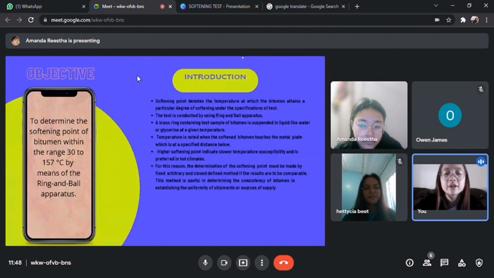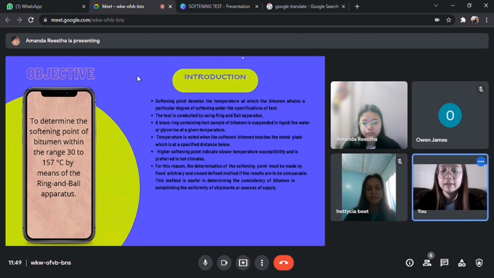For the introduction, the softening point denotes the temperature at which the bitumen attains a particular degree of softening under the specification of the test. The test is conducted by using a ring and ball apparatus. A brass ring containing a test sample of bitumen is suspended in a liquid like water or glycerin at a given temperature. The temperature is noted when the softening bitumen touches the metal plate, which is a specific distance below.